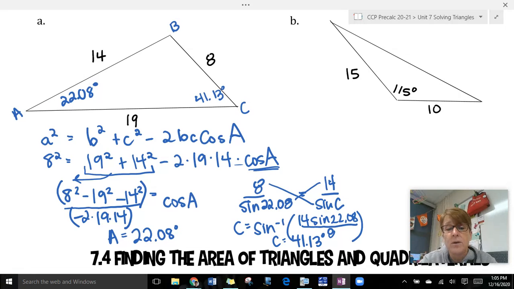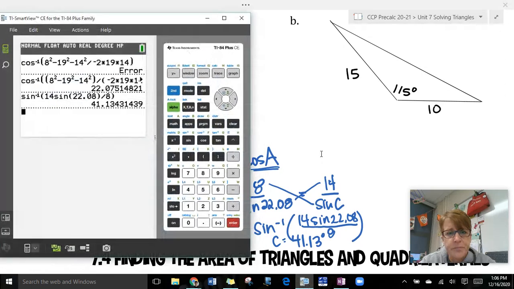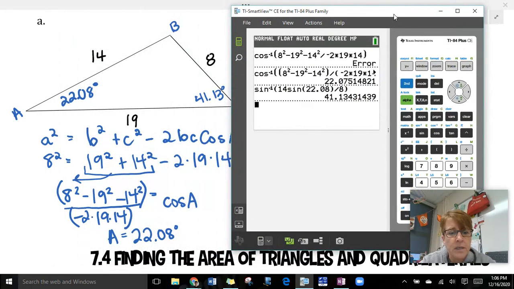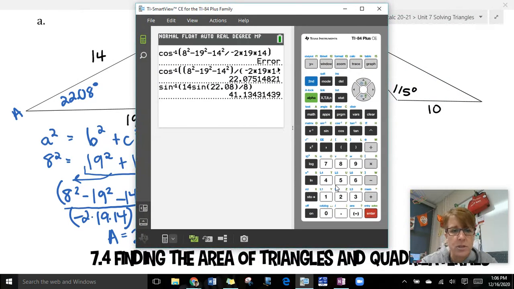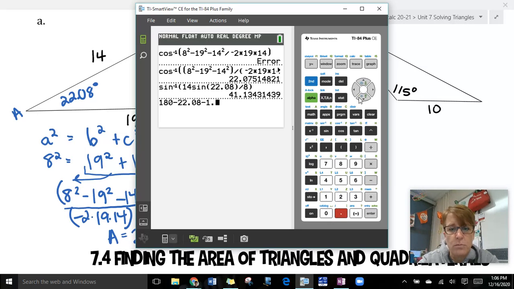Now, good news is, once we have 2 angles in a triangle, we can just add those up and subtract from 180. We don't have to use law of sines or law of cosines. You can, but you don't have to. So I'm just going to pull up my calculator. I'm just going to do 180 minus those 2 angles, which luckily I have on my calculator, so I can just cover up my problem. It's 180 minus 22.08 minus 41.13, and it looks like angle B is 116.79.